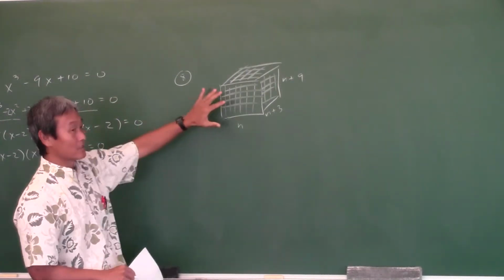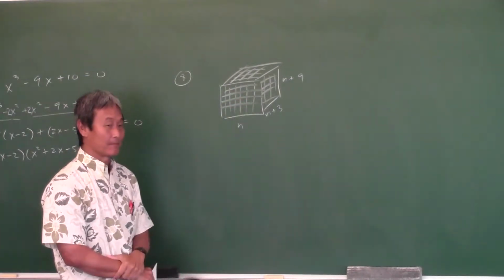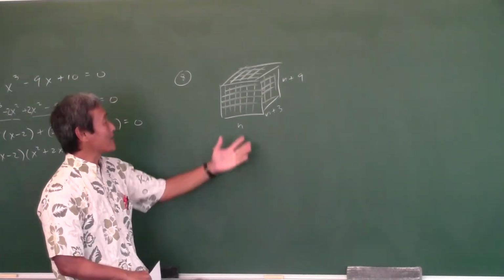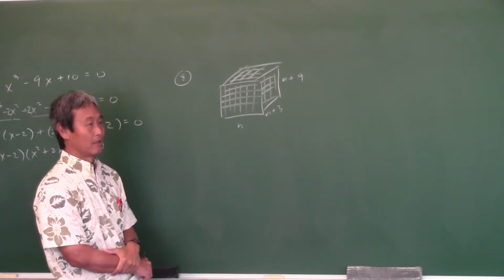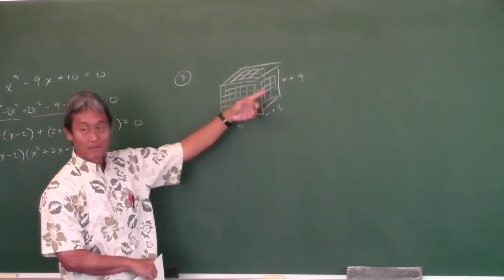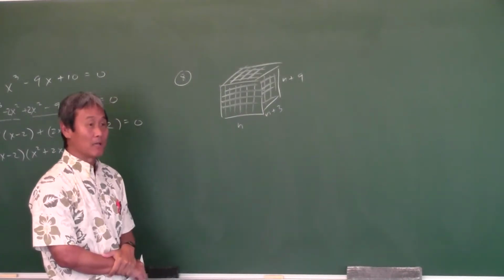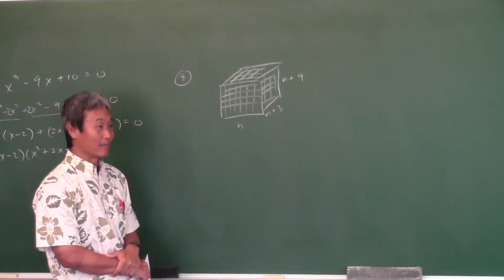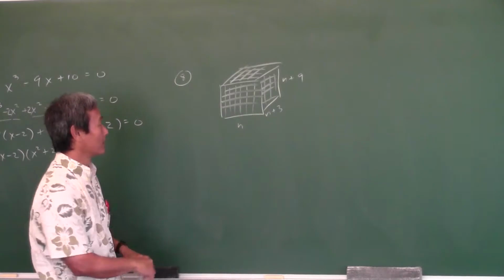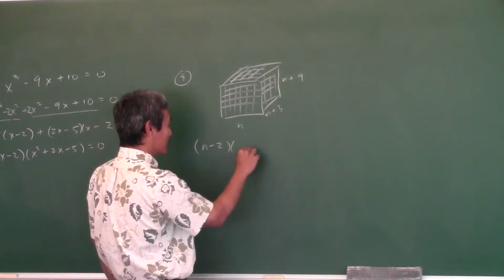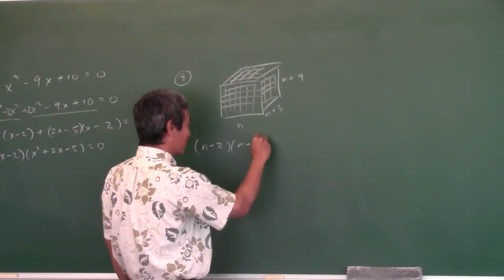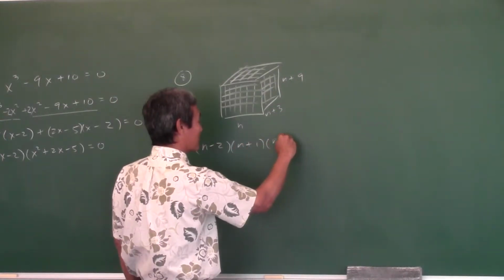How many blocks do not have paint on them? Well, let me ask you this, how many total blocks are there? N times n plus 3 times n plus 9, right? Okay. How many blocks do not have paint on them? N minus 2. Yeah, there you go. N minus 2 times n plus 1 times n plus 7.